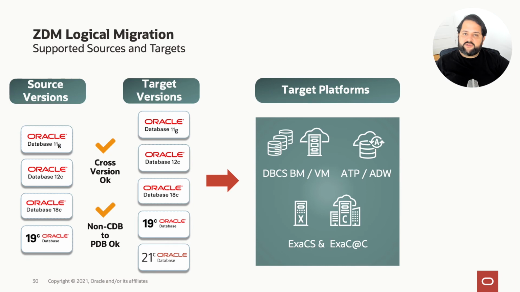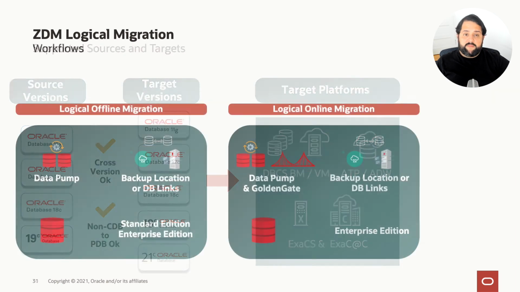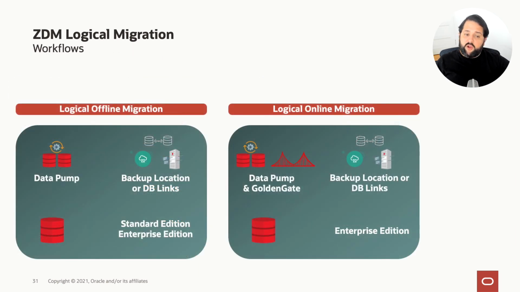We have different ways of migrating your database with logical migration. One is the logical offline migration. Basically, we do an export and import with Data Pump to a backup location or directly with database links. And then we import into the target, and then we do the switchover, right? And both support standard edition and enterprise edition databases.